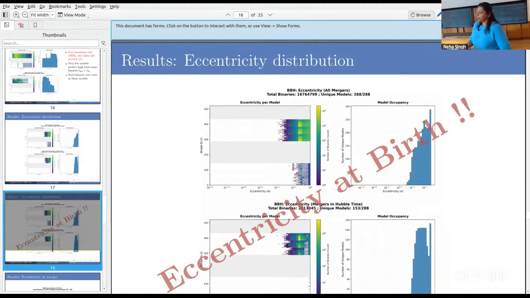But then the point to remember is that these are the eccentricities at birth. The thing that we are interested in is whether we will be able to detect any eccentricity from these binaries with the future detectors.